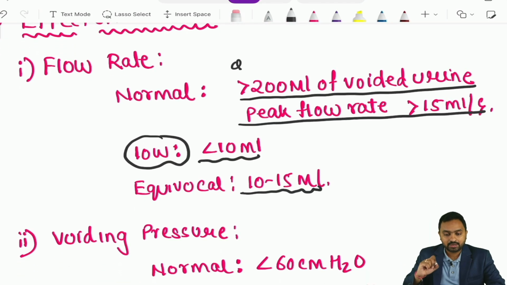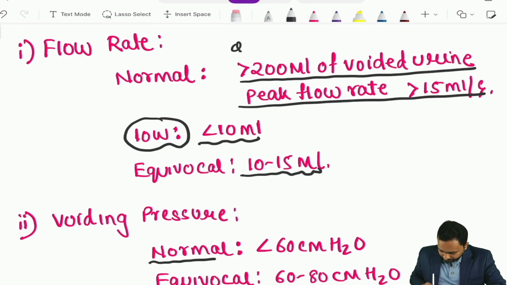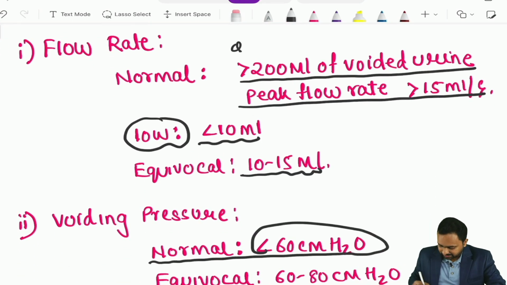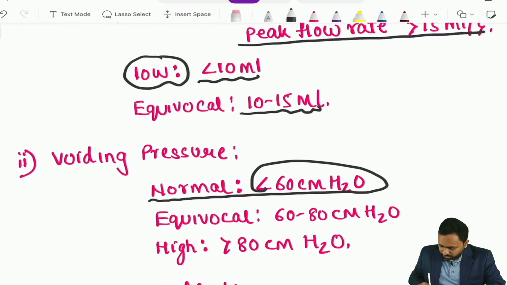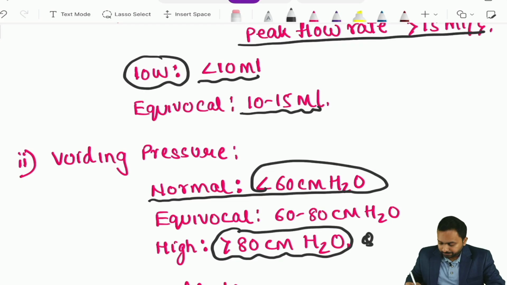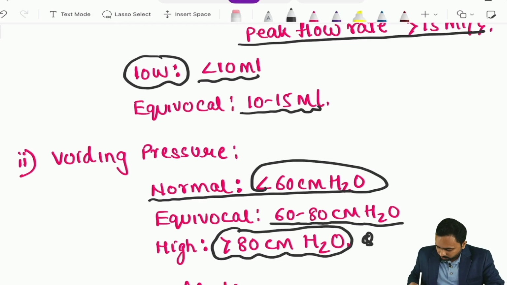Next is your voiding pressure. The normal voiding pressure is less than 60 centimeters of water. Now a high pressure is said when it is more than 80 centimeters of water, and equivocal pressure is said to be in the range of 60 to 80 centimeters of water.